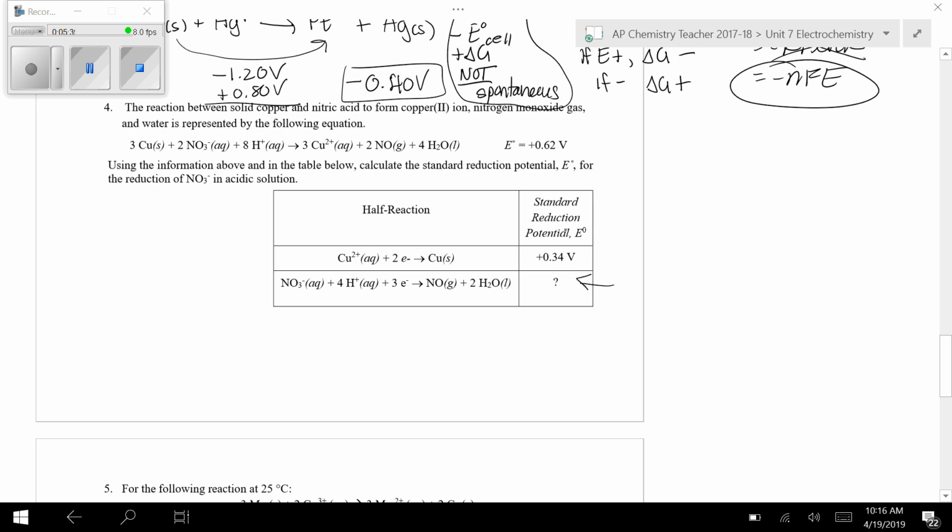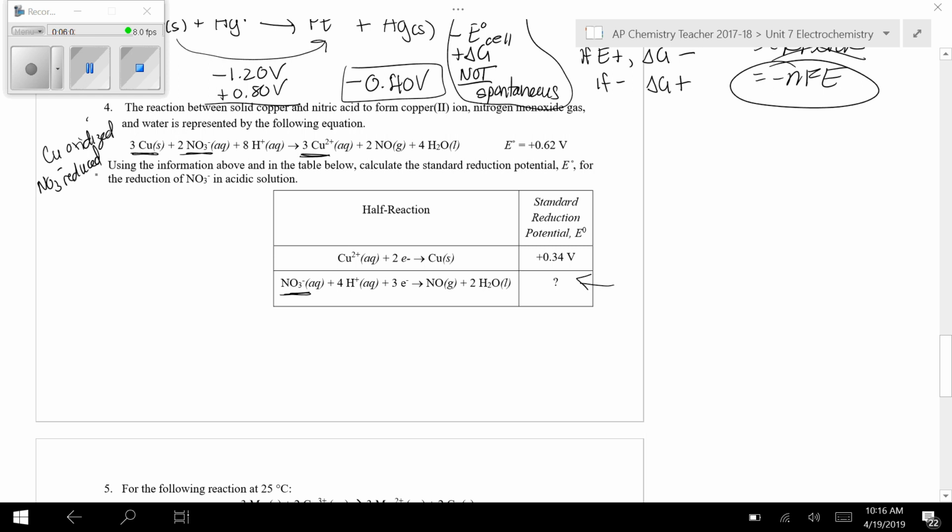If you look at this reaction, it looks like in this context, copper is being oxidized, right? Because we can see solid copper is going to copper ions, and then it looks like your nitrate over here is on the reactant side, which matches here. So it looks like your nitrate's being reduced.